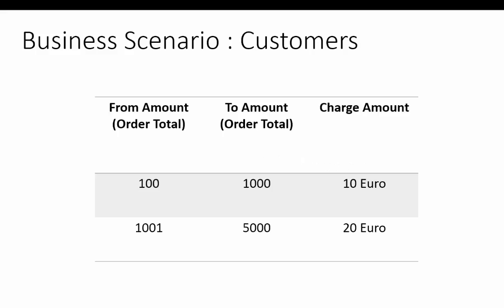Let us understand with a business case. Say whenever sales order value is in between 100 euro to 1000 euro, a fixed charge of 10 euro is applied, and if order value is in between 1001 to 5000 euro, then a fixed charge of 20 euro is applicable.